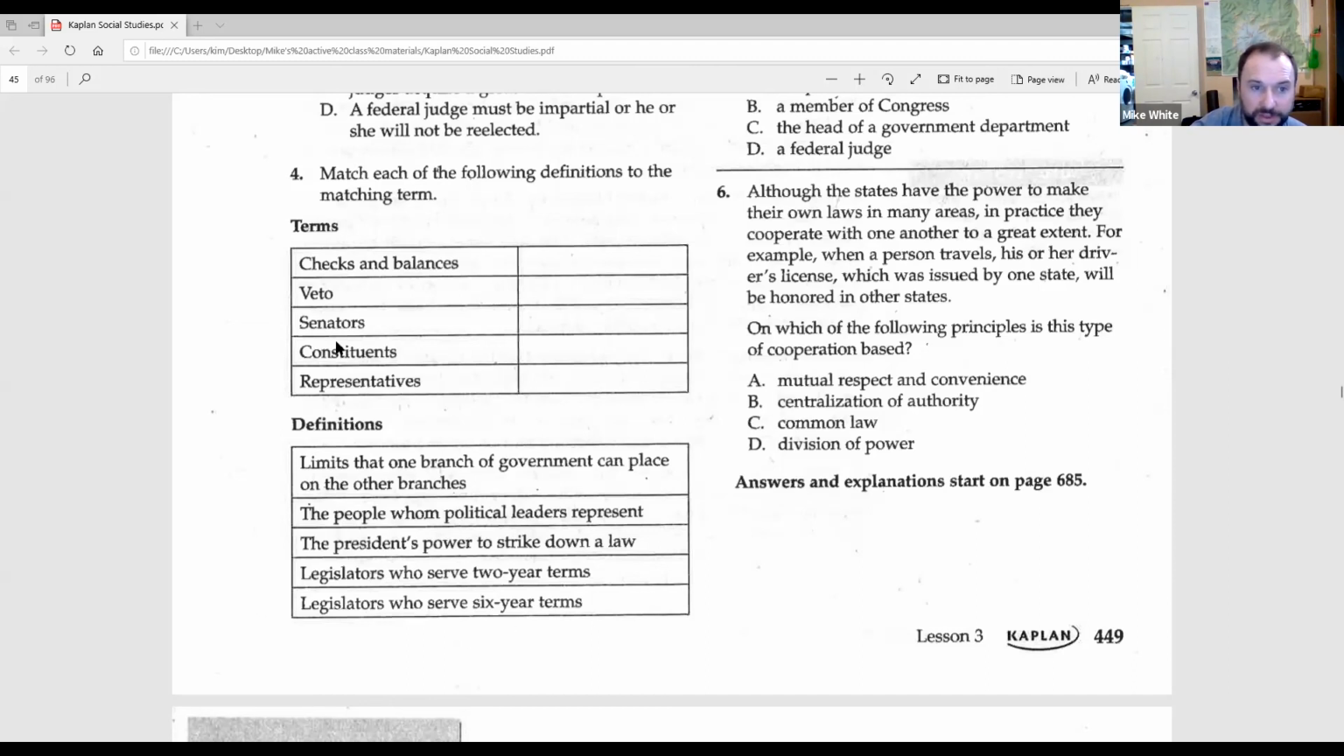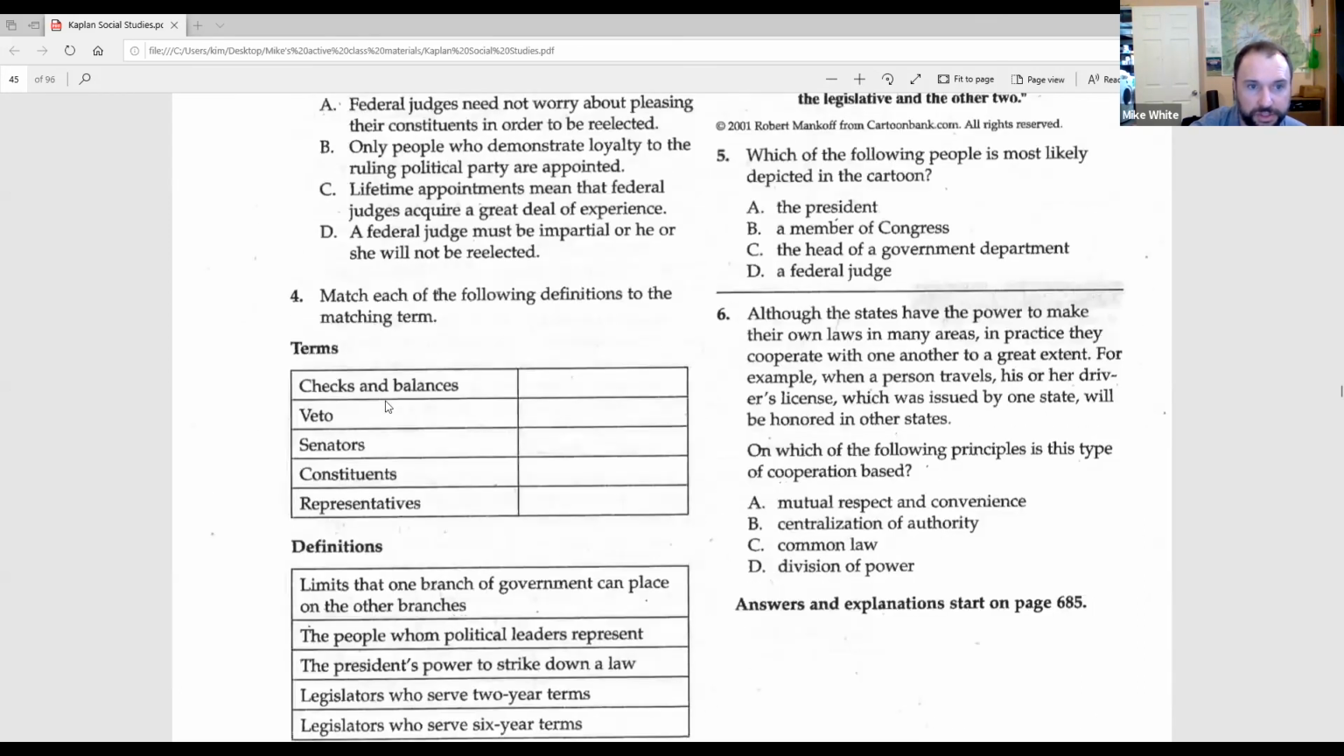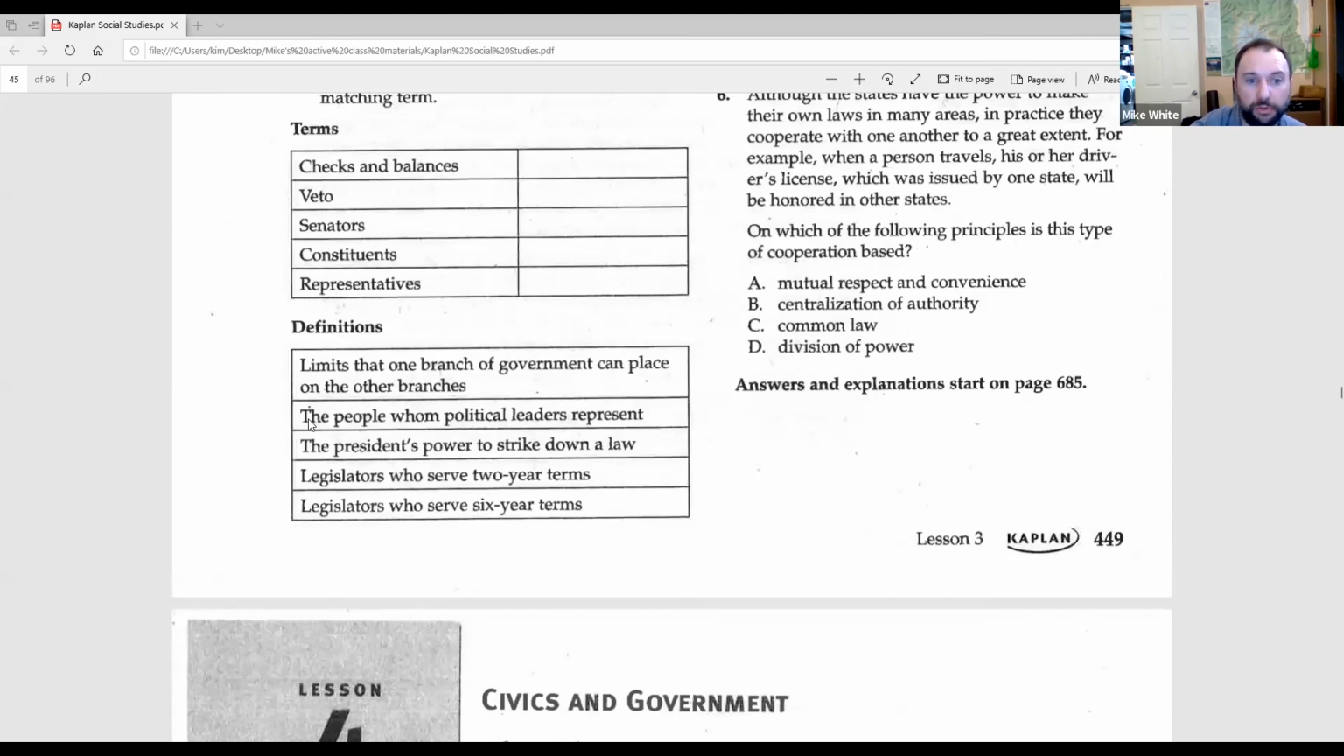So that leaves us with constituents, which is a word we heard up here in number 3. And constituents are just a term for the people who political leaders represent. So we are constituents of the people that we've voted for. So the governor of Washington, whoever is our state senator, get the idea. So we're that person's constituent. We ultimately choose to elect or not elect.